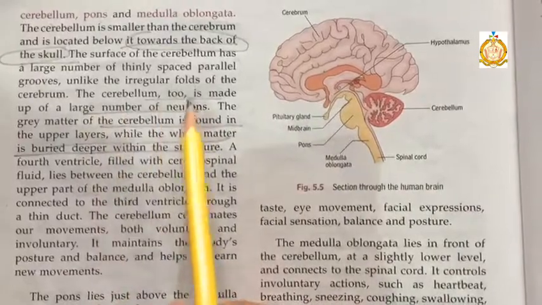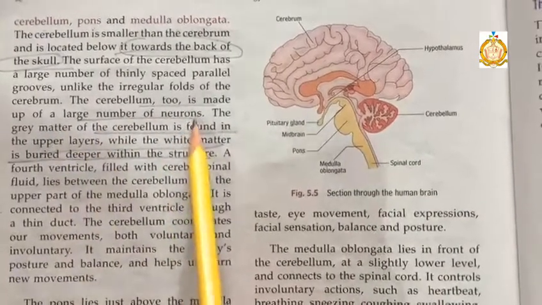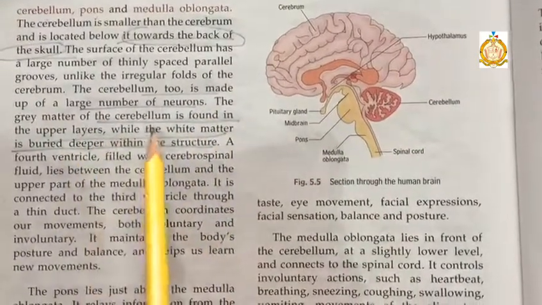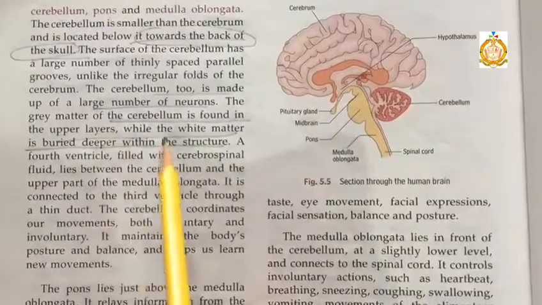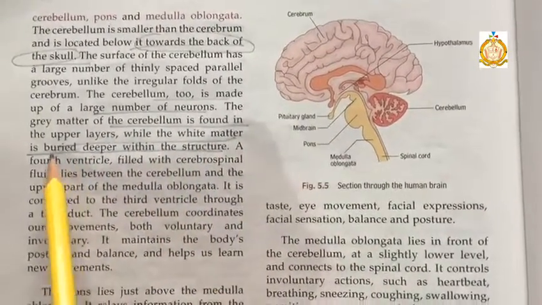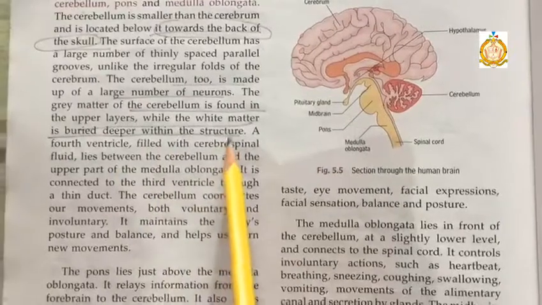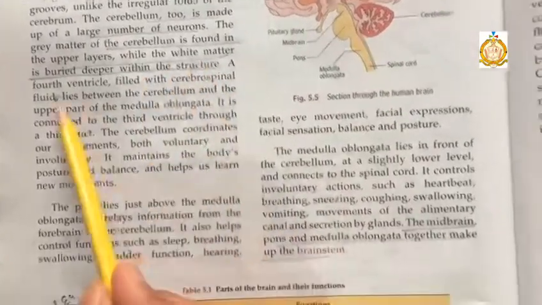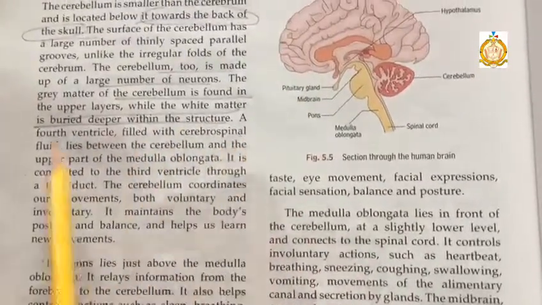The cerebellum too is made up of a large number of neurons. The gray matter of the cerebellum is found in the upper layers, and the white matter is buried deeper within the structure, like the cerebrum. A fourth ventricle filled with the cerebrospinal fluid.